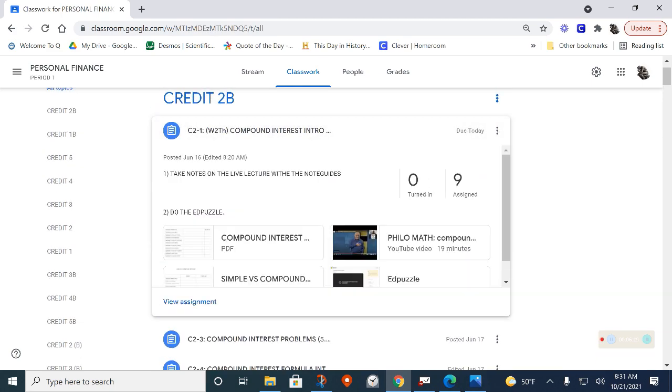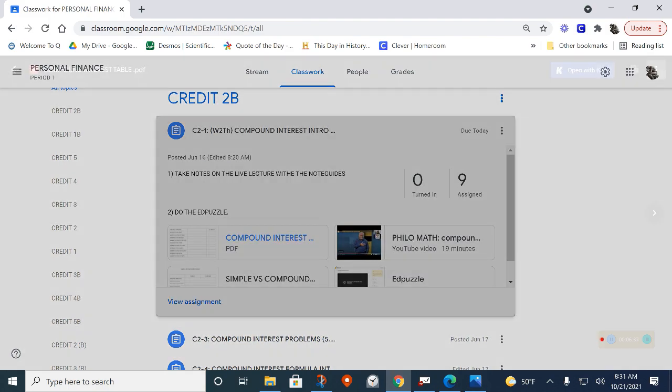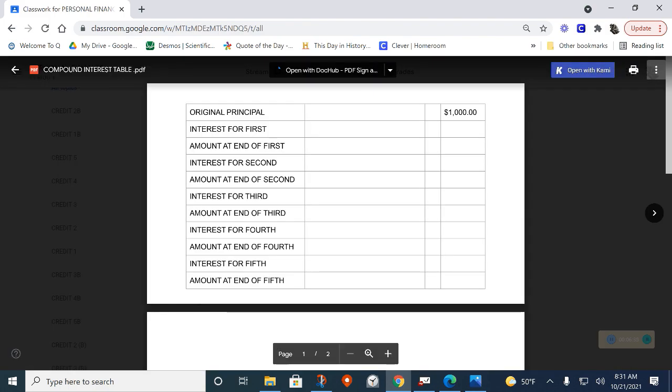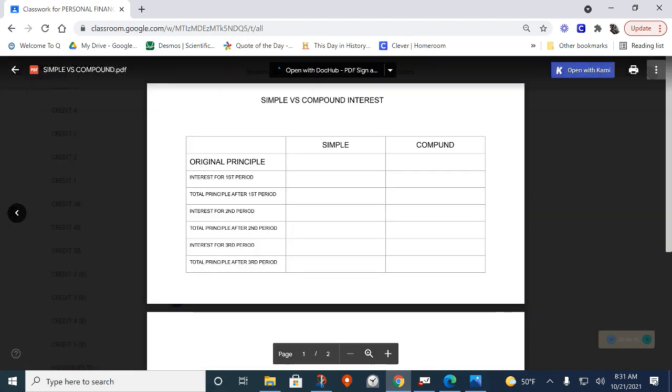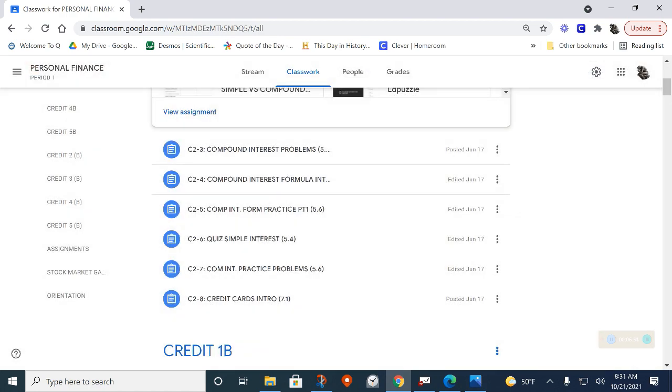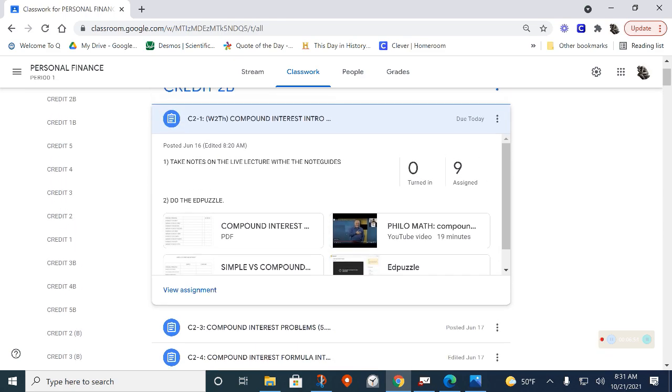Here we are. Take notes on the live lecture with the note guides. There's 2 note guides I posted right here, but I'm going to give you a hard copy. I got the hard copies right in front of me. I'm going to pass them out. But they're right here in case you're by yourself at home and you don't have this. If you're watching from home and you're absent, you can use these 2 note guides and open them up with Cami and fill these in as you watch the video from home. But you guys have the hard copy, so we're going to use these 2 note guides for my new lecture and new lesson. Okay?